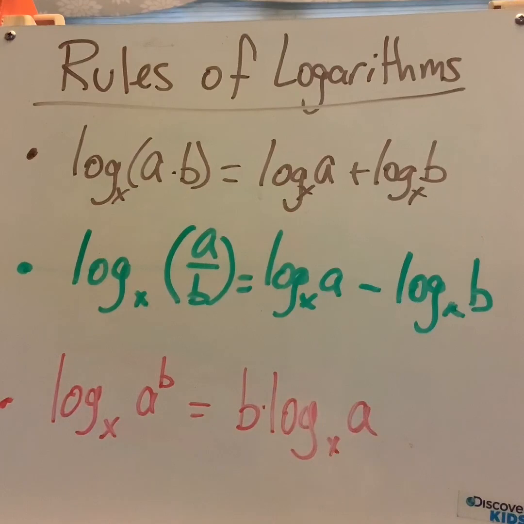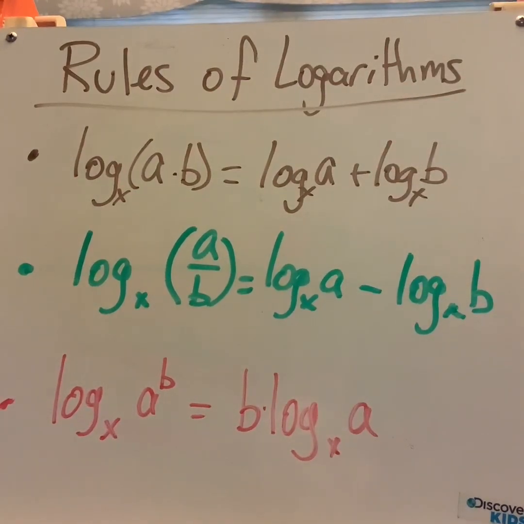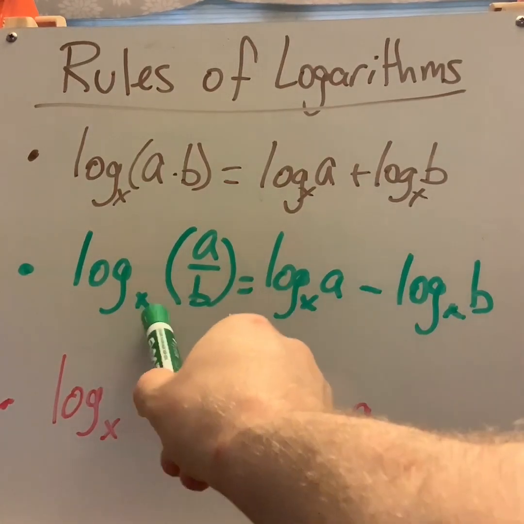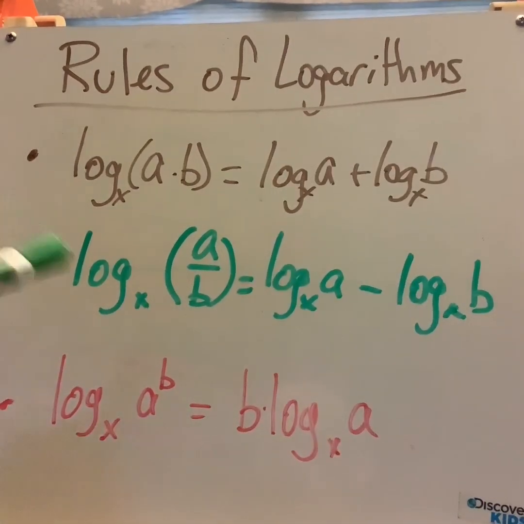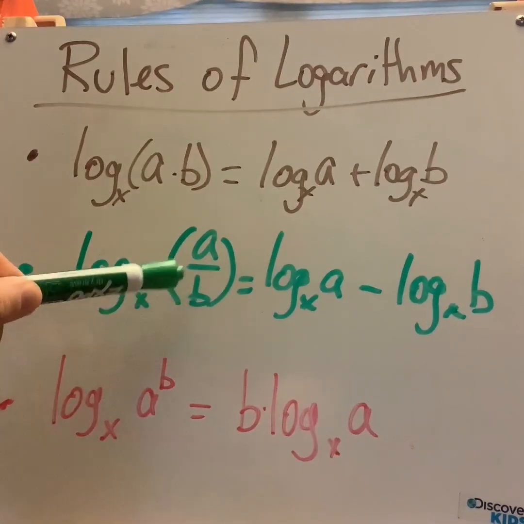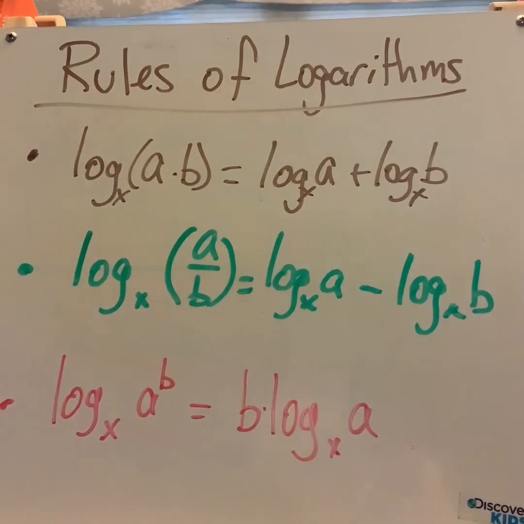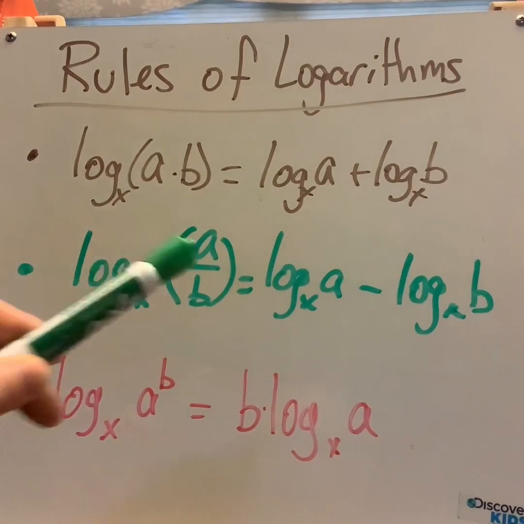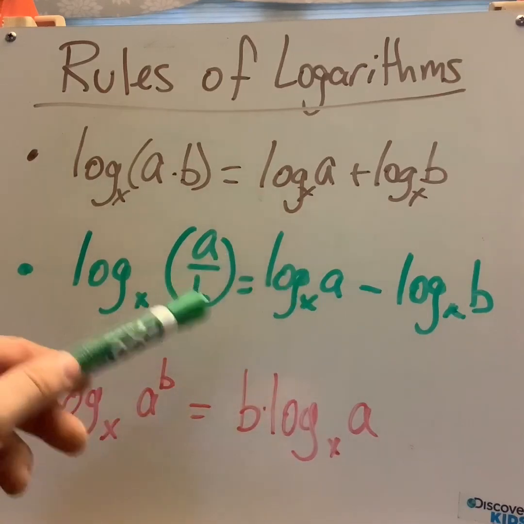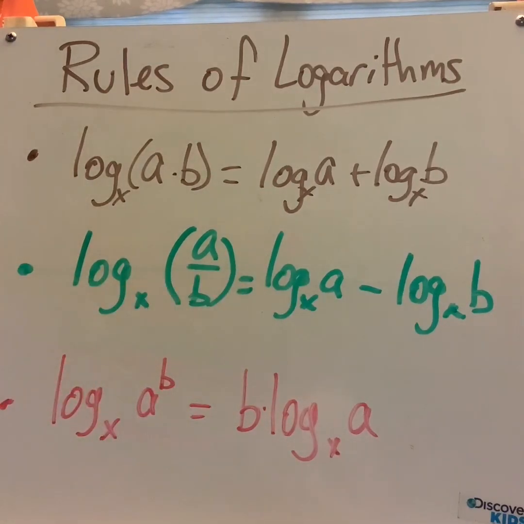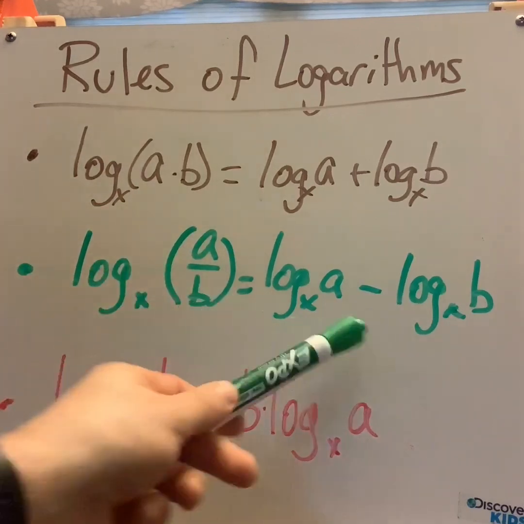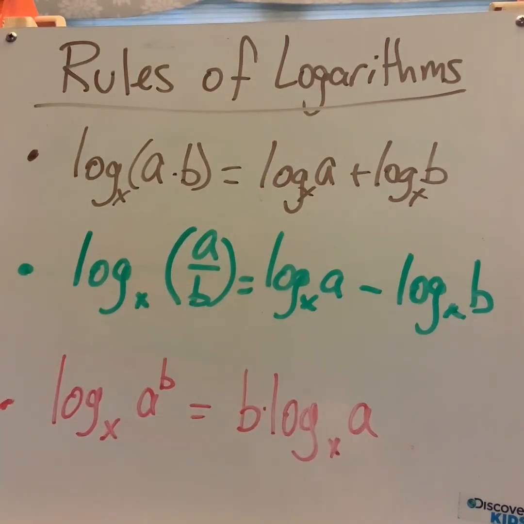Log base x of a times b is equal to the log base x of a plus the log base x of b. Similarly, if we are dividing in a log expression, so we have the log base x of a divided by b, well, what happens when you're dividing with exponents? You subtract the exponents. So it's the same thing here. We are subtracting the logs, again, because logs are exponents. So this becomes the log base x of a minus the log base x of b, because we're dividing in here, which means it's going to become a minus outside over there.